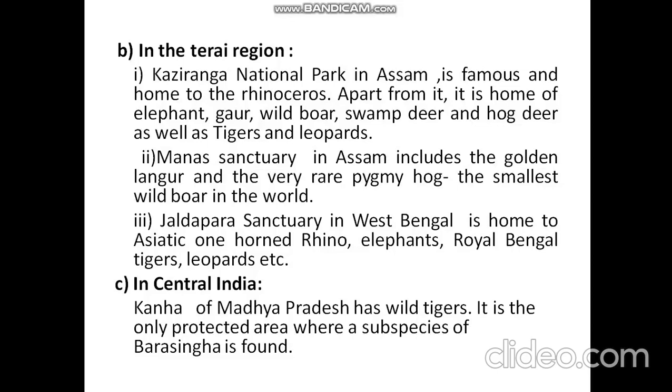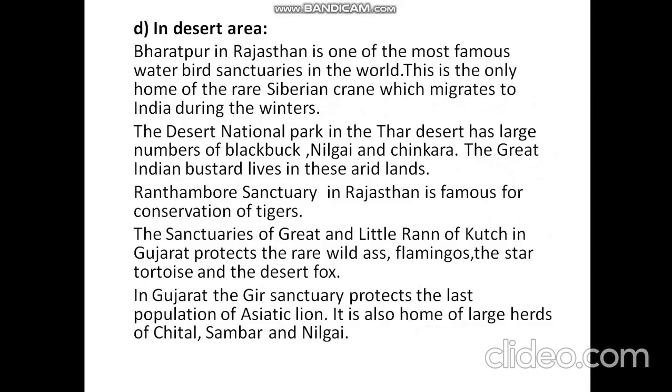And in central India, we have Kanha of Madhya Pradesh, which has wild tigers. It is the only protected area where a subspecies of Barasingha is found. This is a family of deer. Then in the desert area, we have Bharatpur in Rajasthan. It is one of the most famous water bird sanctuaries in the world. This is the only home of the rare Siberian crane which migrates to India during the winters.